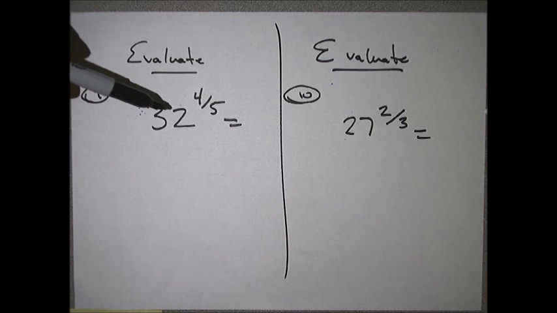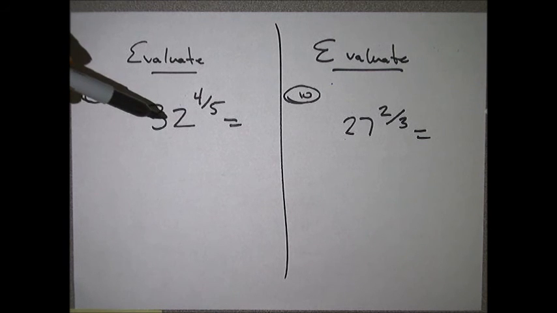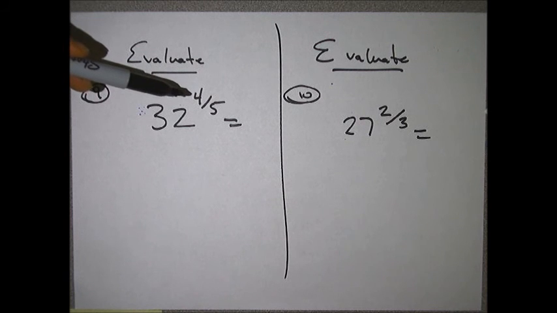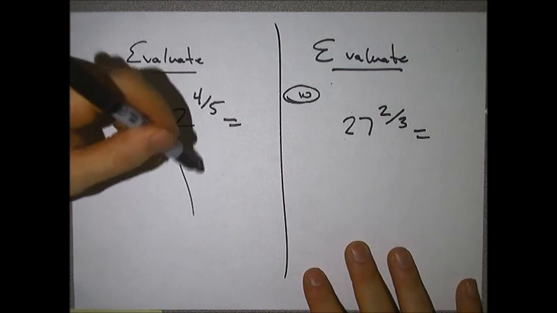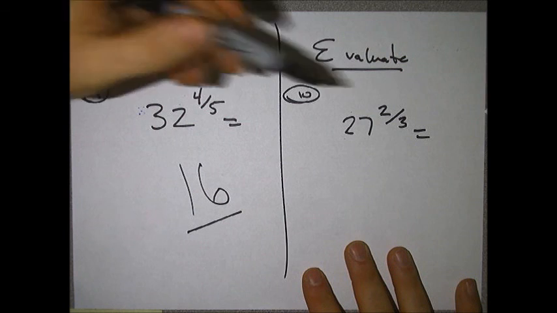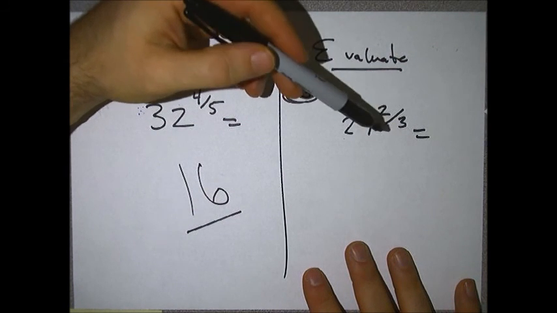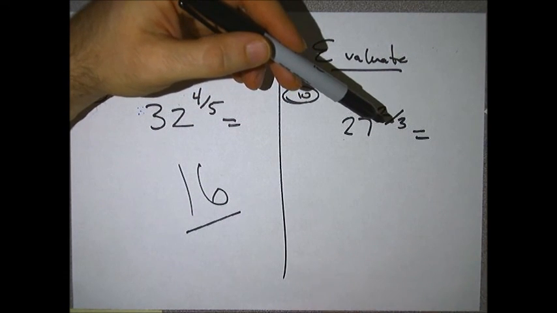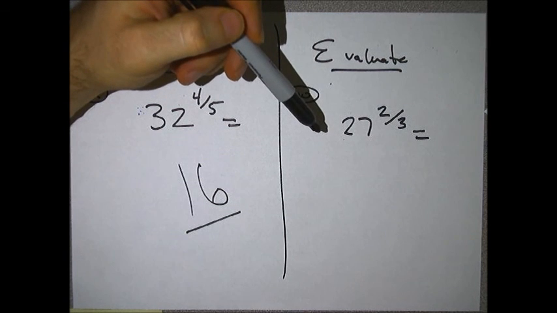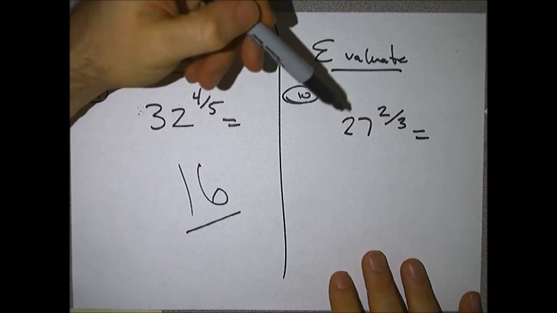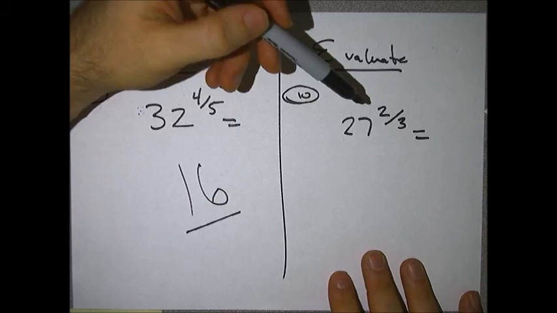So your 5th roots, the 5th root of 32 is 2, and then you want to take the number 2 and raise it to the 4th power, and 2 to the 4th power is 16. For number 10, same idea. I want to start with the 3rd root. So the 3rd root of 27 is 3, and then I take my 3 and I square it, and I get 9.